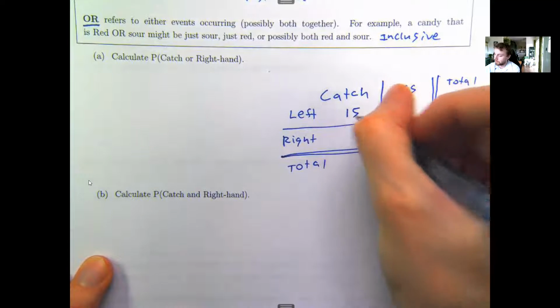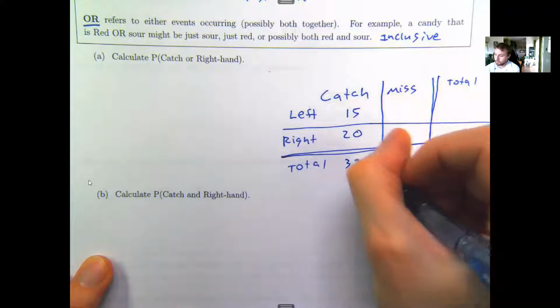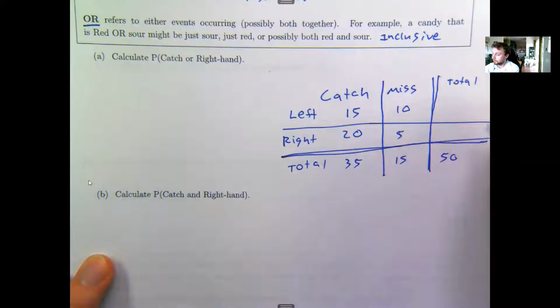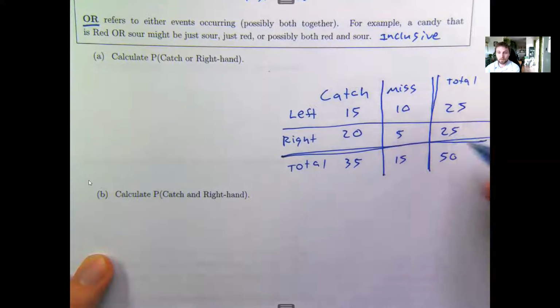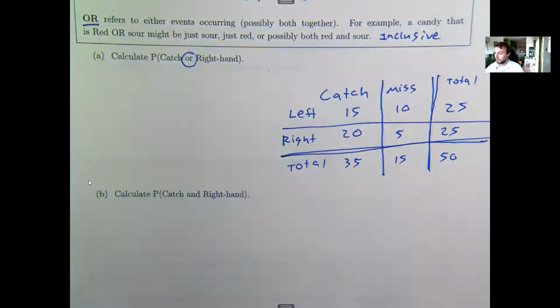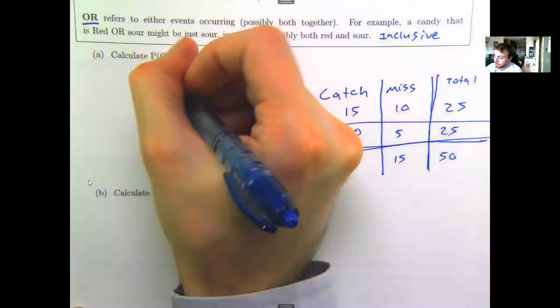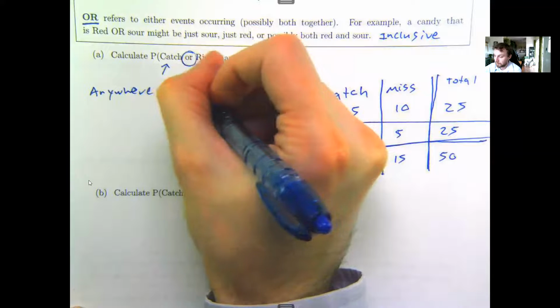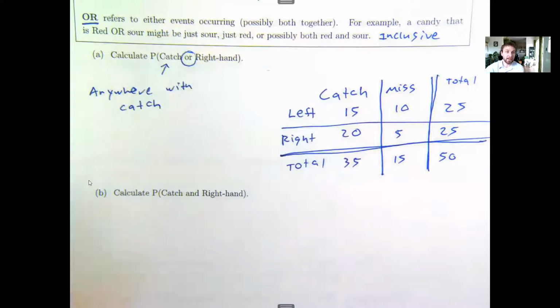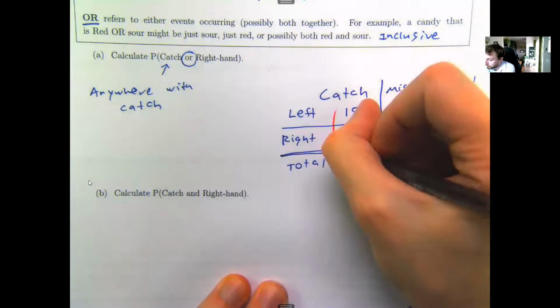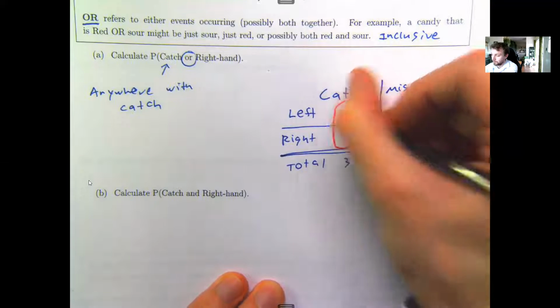And we had 15, 20, 35, 10, 5, 15. Grand total of 50. These are the numbers that we started out with. If I'm saying or, then or is going to be anywhere with catch as an option. And let's highlight those squares up. These are all the spots with catch, and we're just using these inside numbers when we add stuff up.